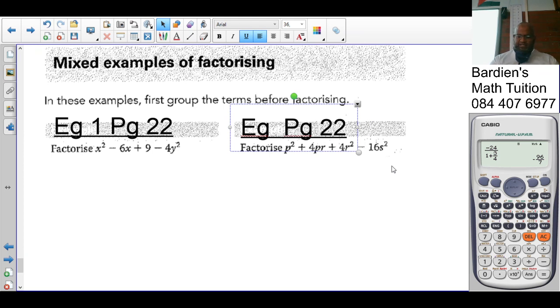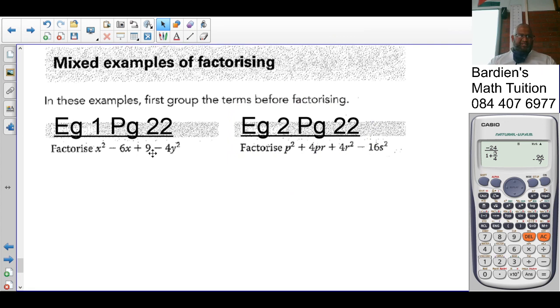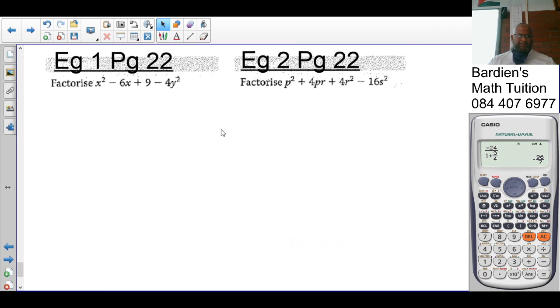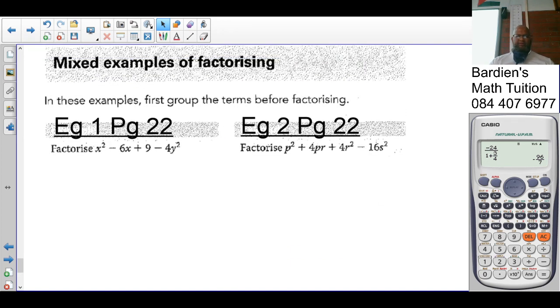Mixed examples of factorization. In these examples, first group the terms before factorizing them. Okay. So, looking at the first example on page 22. The question says factorize. Come, leave the people outside, for those of you who are looking outside. Factorize: x squared minus 6x plus 9 minus 4y squared.